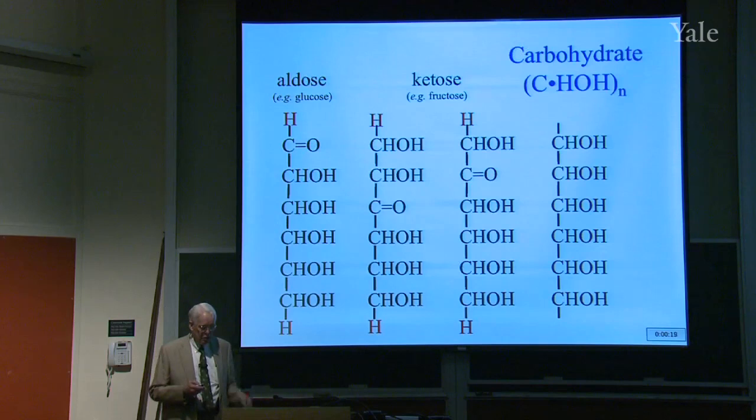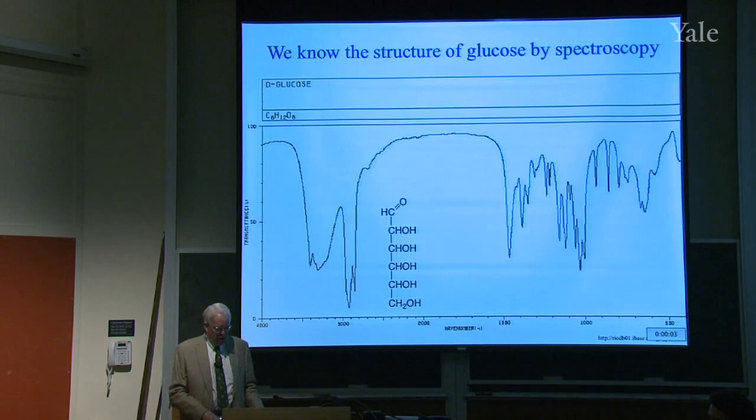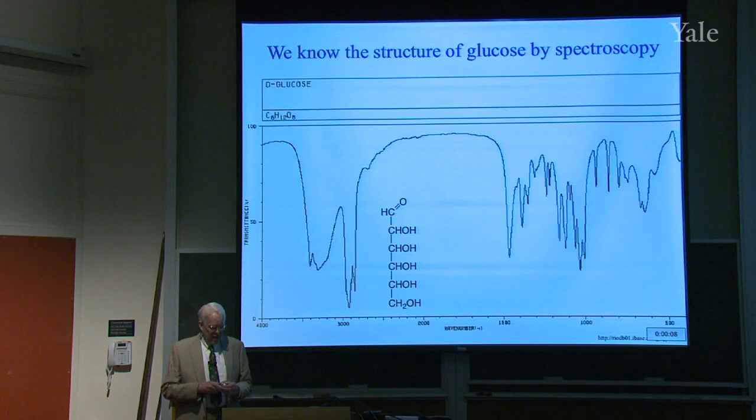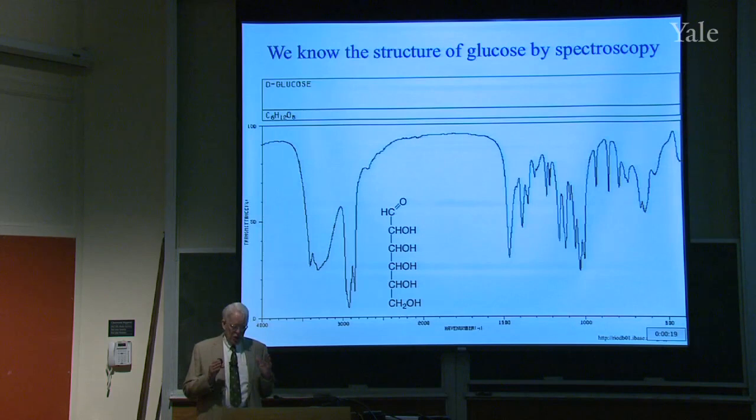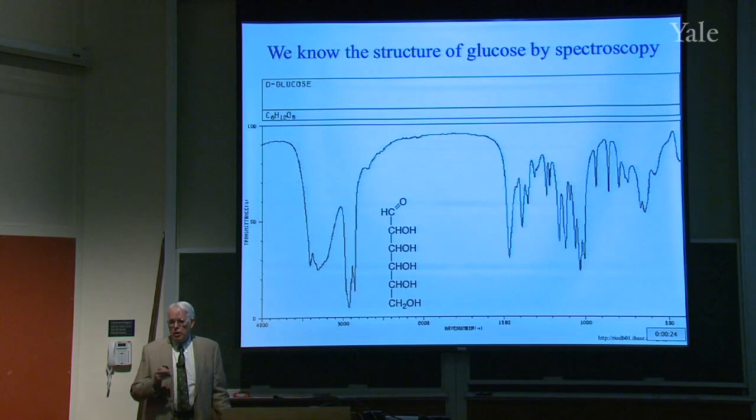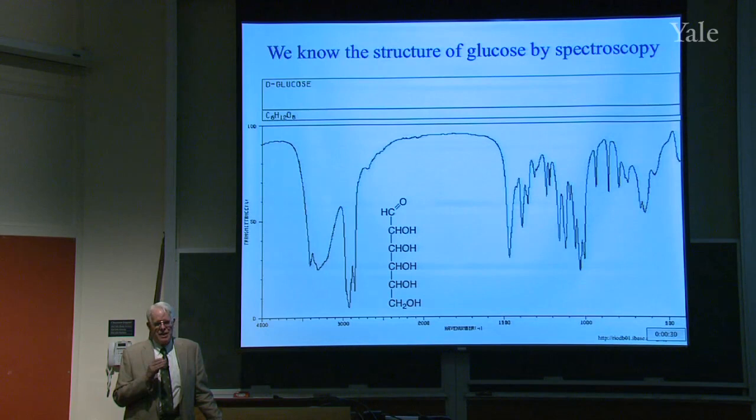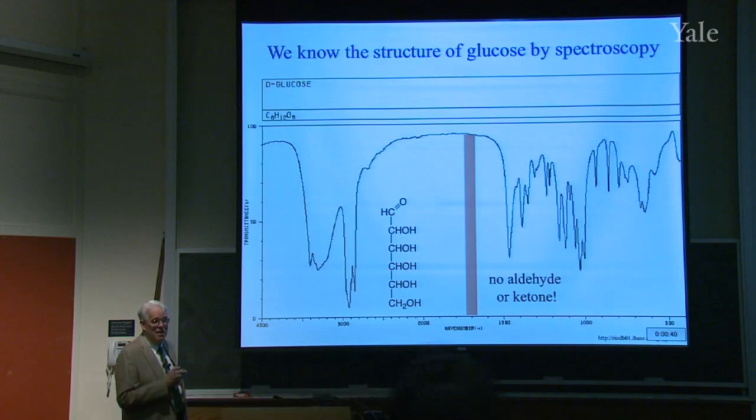Now, how do you know this? Of course, nowadays we know the structure of things by spectroscopy. For example, here's the IR spectrum of glucose, this aldehyde. What do you notice specially about this spectrum? Anything? What would you look for if you're looking for a sugar? You'd look for OH groups, sure enough, big OH peak. And you'd look for what other group? The aldehyde carbonyl, and where would you look for it? Do you remember? The C double bond O structure. You look for it around 1700, and it's not there.